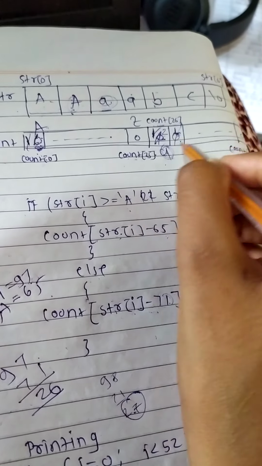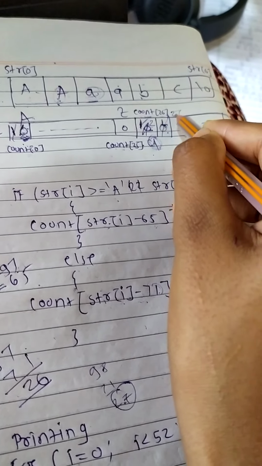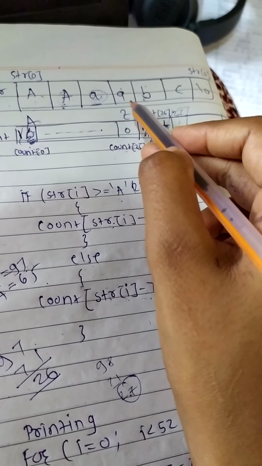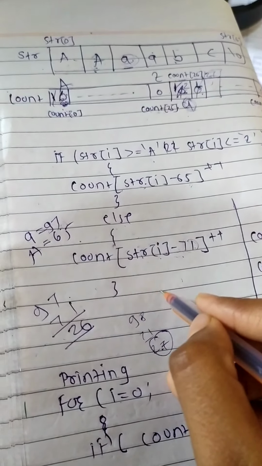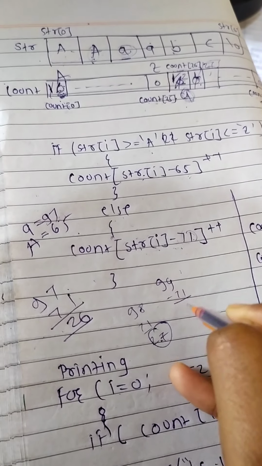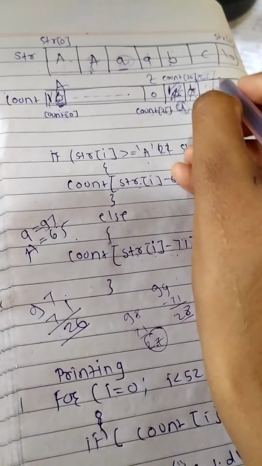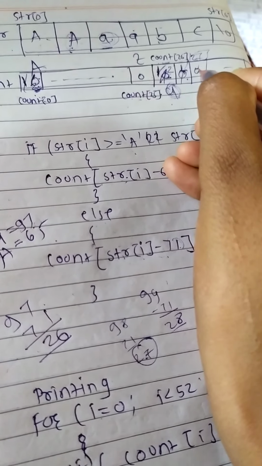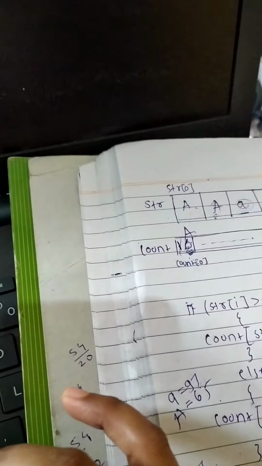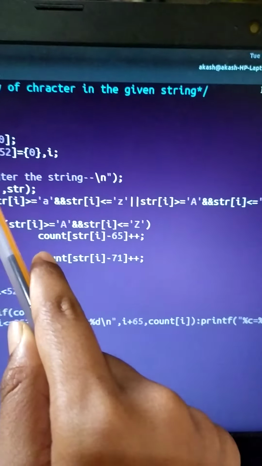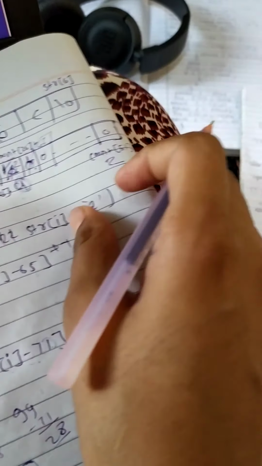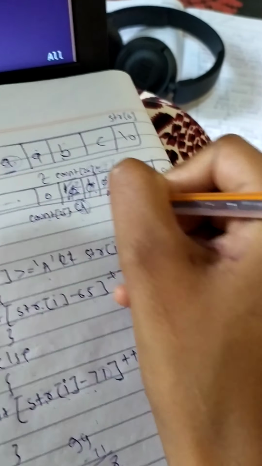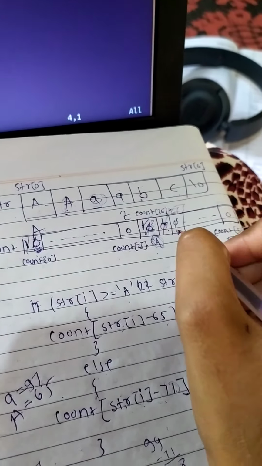Like that C. The ASCII values are 97, 98, 99. So 99 minus 71 is 28. The index 28 was 0 before, because I initialized it to 0. So all are 0, 0, 0. So here it is 0, and plus plus makes 1. The frequency of the character C is 1 time.